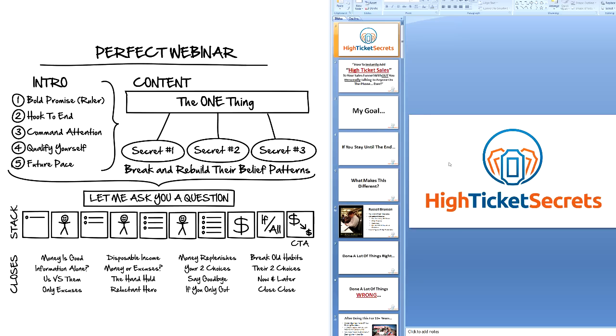So that's why I wanted to show you this. I'm not trying to sell you on High Ticket Secrets, although I probably could because it's a really good presentation. It crushed it when we did it live. But you'll see the concept over here on the left-hand side, then the actual application here on the right-hand side.